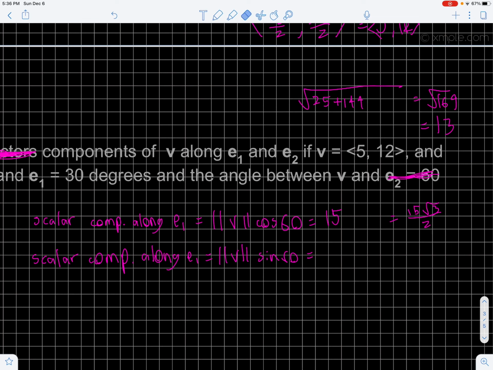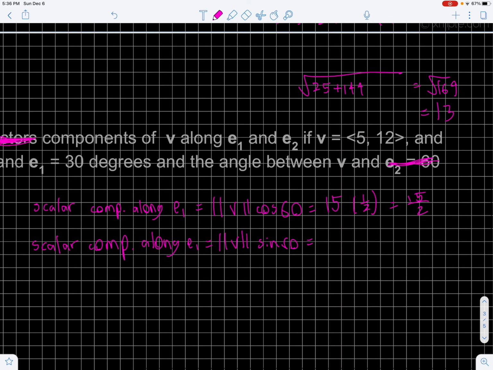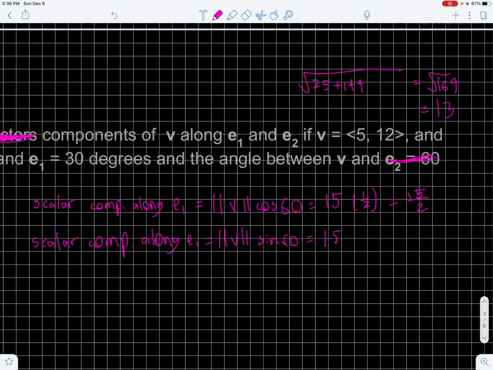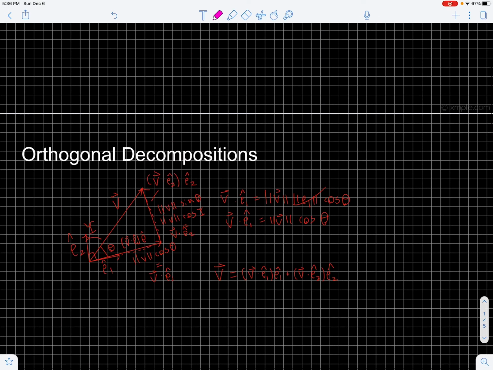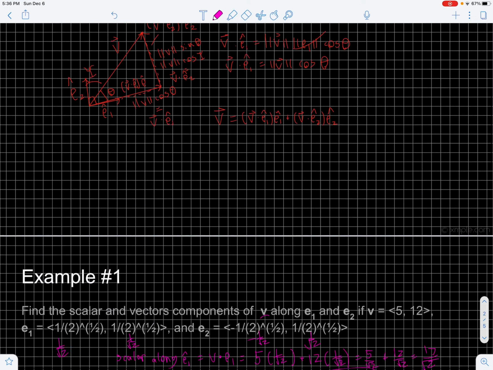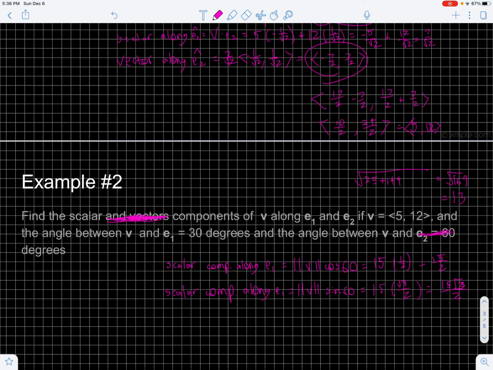Wait, what? What did I do here? Oh, I did something wrong. Sorry, guys. That's 1/2. I forgot my stuff. That's 13 halves. Here we go. That's 13 times square root of 3, 13 square root of 3, all over 2. Cool.